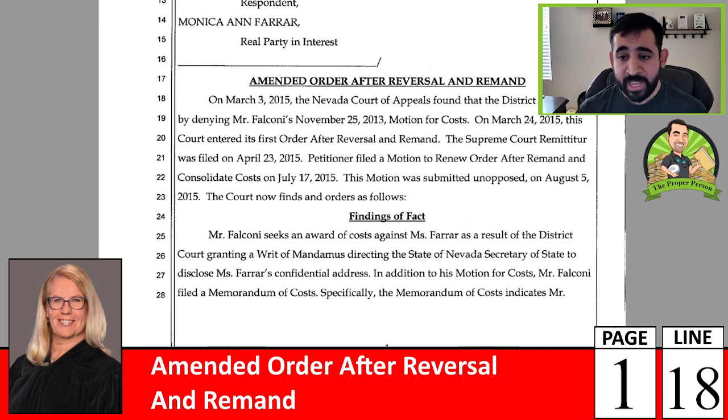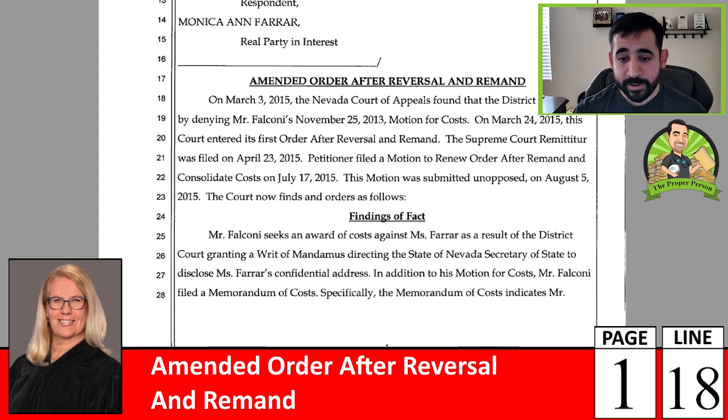So anyway, this judge at this point in time has decided to enter the same order again, only this time it is a valid enforceable order because the remitter has issued. As you can see, the remitter was received by this court on April 23rd, 2015. And so this order at this point is enforceable.